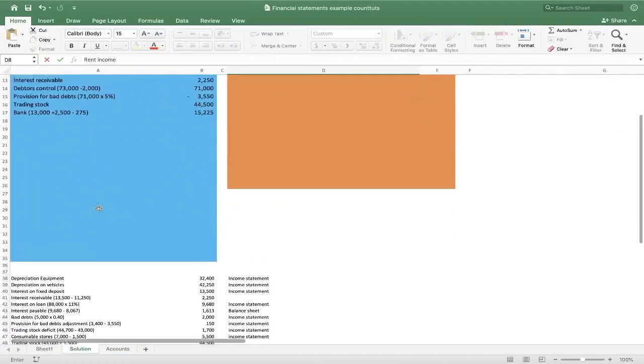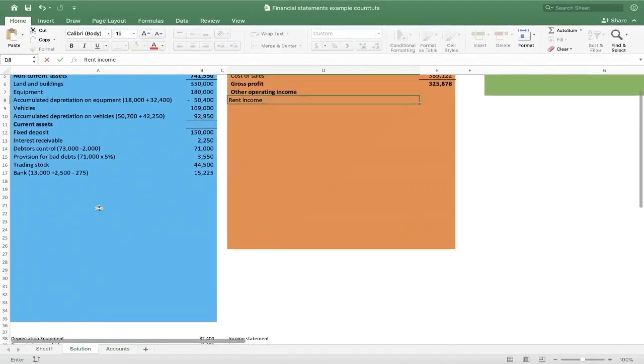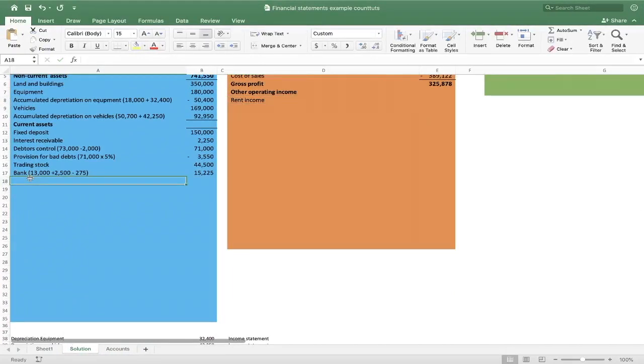In fact, let's just do it here because we know that rent receivable is an asset. It's an asset that we are yet to receive, and it's a current asset. So I'm going to put here rent receivable, or you can put accrued income. It's the same thing, rent receivable. And what is the amount there? Well, we'll have to do the calculation.